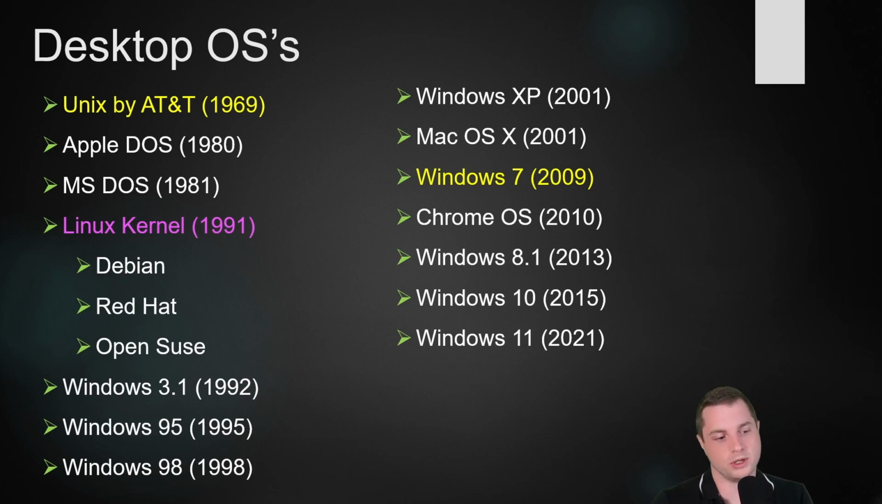Okay, 92 was Windows 3.1. 95 was Windows 95. All right, so if you're as old as I am, you remember using Windows 95. Dark times. Windows 98, no one really cared about, but it set a standard for rapid iteration for Windows. Windows XP of 2001, Mac OS of 2001, Windows 7 of 2009, so there's a pretty good gap in there.